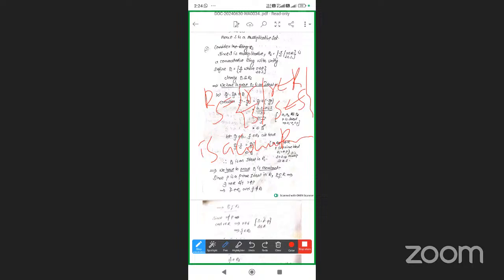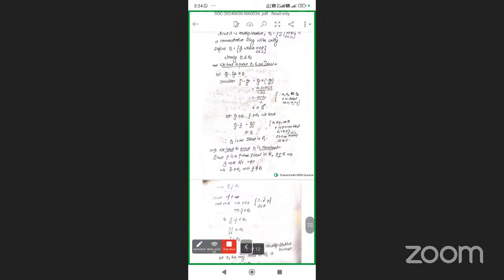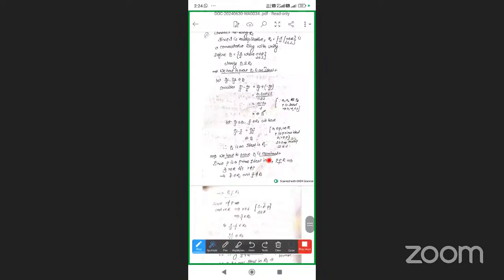Define a relation PS. So PS is equal to the set of A by S such that A belongs to P and S belongs to capital S. Clearly, PS is a subset of or equal to RS.